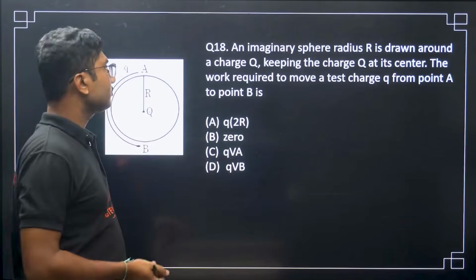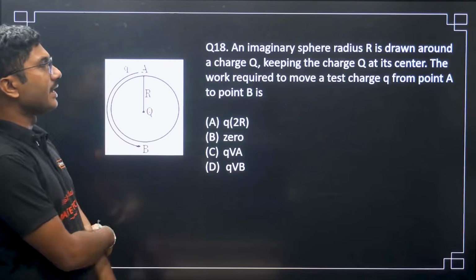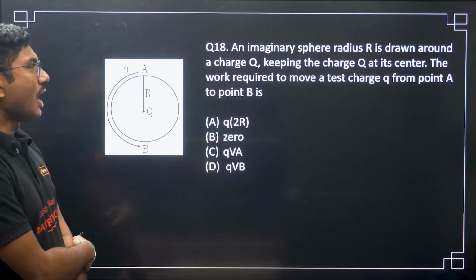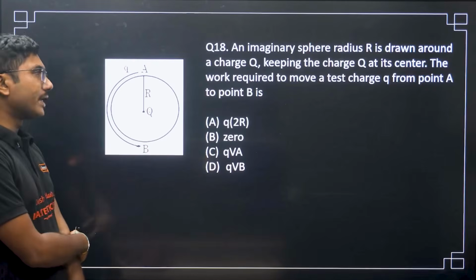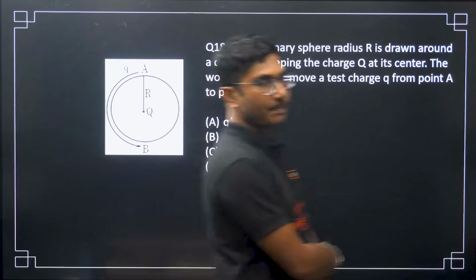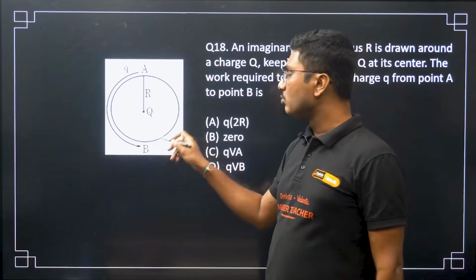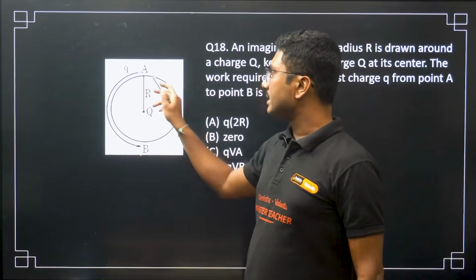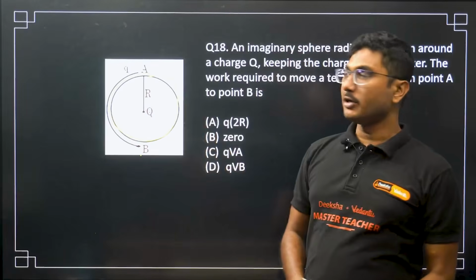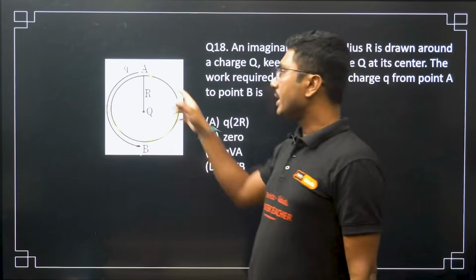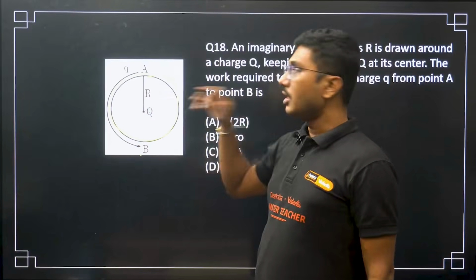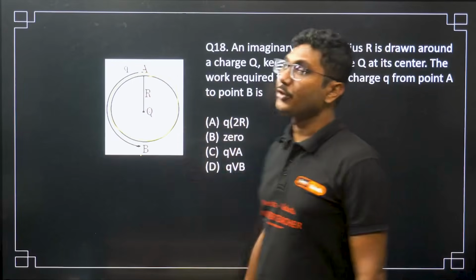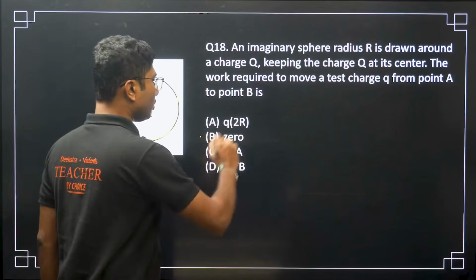Gauss's law. Now let's see one question. An imaginary sphere of radius capital R is drawn around a charge capital Q, keeping the charge Q at its center. The work required to move a test charge from point A to point B. So here we have a point charge and we want to move a charge from A to B. So what is the work done? Now if you see, this is a point charge, that means this is an equipotential surface because it's a circle or sphere, whatever you consider. It's an equipotential surface because the distance is the same for both cases. If you move a charge on an equipotential surface, the work done is 0. So work done is 0.